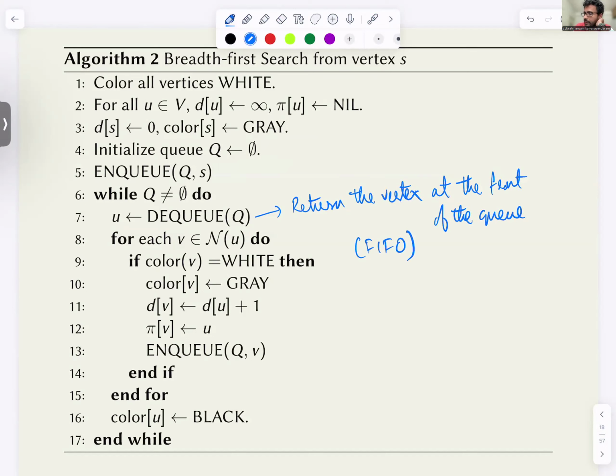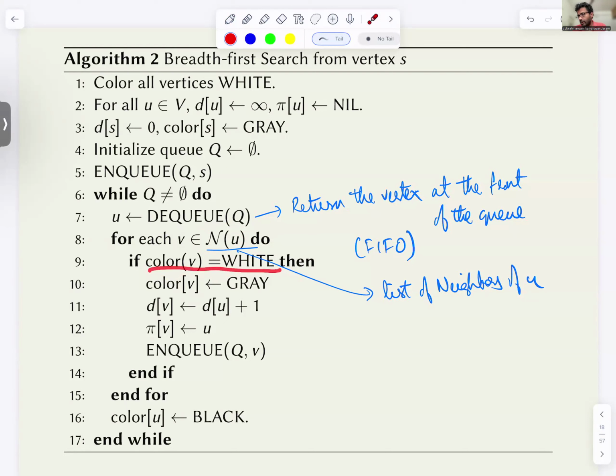And then you look at all the neighbors of U. So this indicates the neighborhood of U. Okay, maybe I should say that: list of neighbors of U. Right? Now for each neighbor of U, you check if it has color white. Color white is another way of saying, has it been discovered before? Because once it is discovered, the color will no longer be white, right?